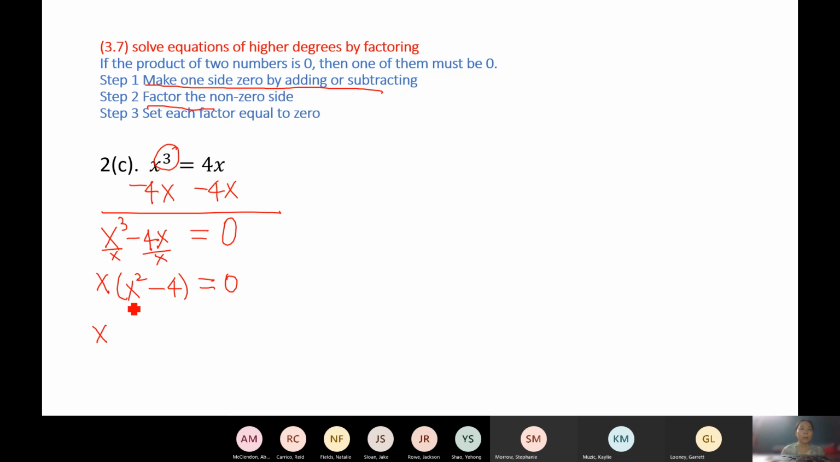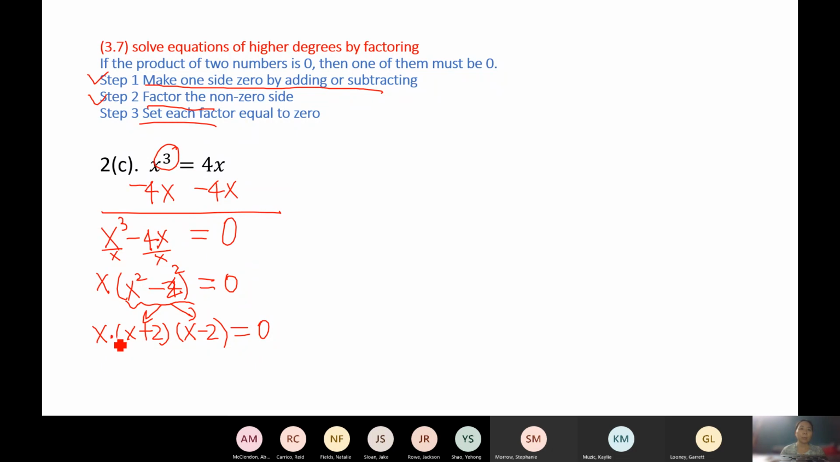Okay, and then x squared minus 4, it's a difference of 2 squares, because 4 is 2 squared, right? So we can break this down further as x plus 2 times x minus 2. So we're done with the second step. Now the final step is to set each factor equal to 0.